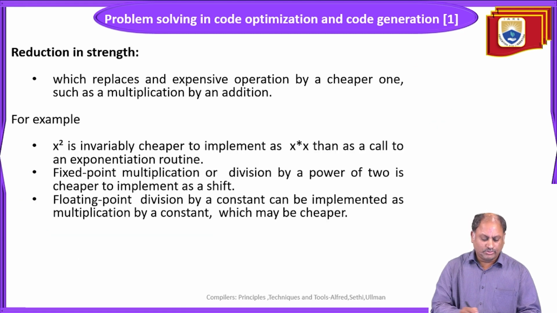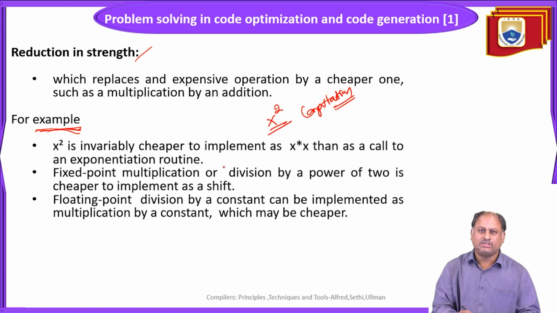Now another example which is specified about the strength reduction. In this example we are going to perform x power 2. This is one of the computations. So this computation comes under the term called strength reduction. Strength reduction means instead of the expensive one, we replace it by a cheaper one. So that is called strength reduction.